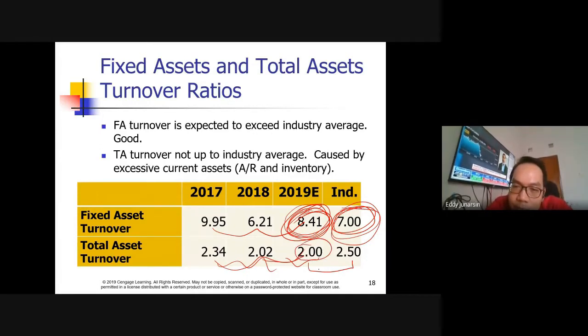However, with respect to the total asset turnover, we are not as efficient as the industry average in managing the total assets. Right? See here, this one, again, the ratio is higher than the industry average, so we are a bit more efficient than the industry average in managing the fixed assets. But we are not as efficient as the industry average in managing the total assets.